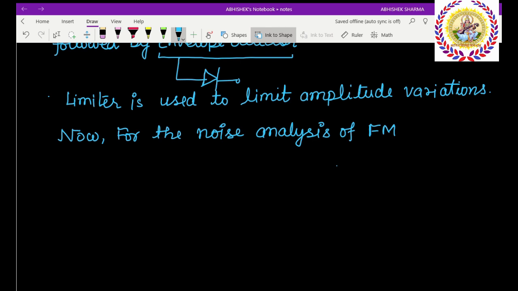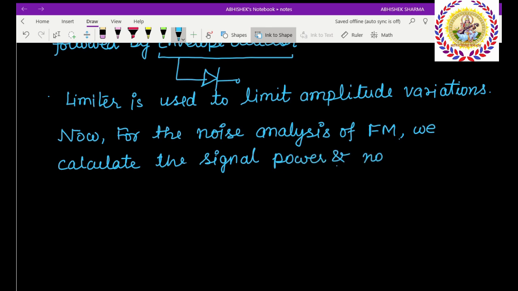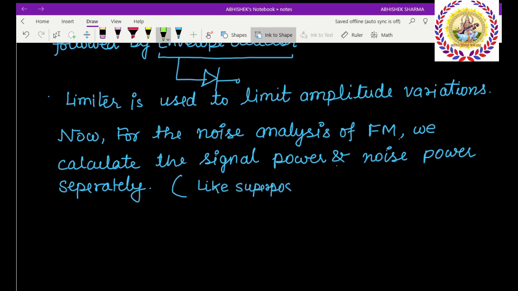Now, for the noise analysis of FM, we can calculate the signal power and noise power separately. Actually, this process is somewhat similar to the superposition theorem, which you have already studied in network theory. I will mention this here, like the superposition theorem of network theory.